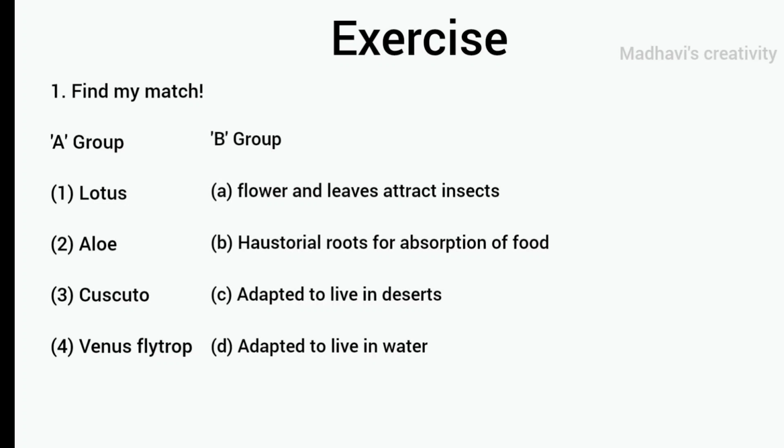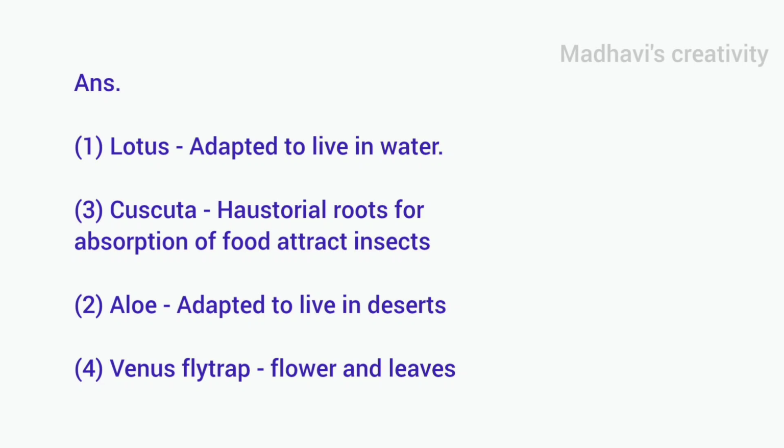Exercise. Question number 1. Find my match. Answer. First, lotus. Adapted to live in water. Second, aloe. Adapted to live in deserts. Third, cuscuta. Haustorial roots for absorption of food. Fourth, Venus flytrap. Attracts insects. Flower and leaves.